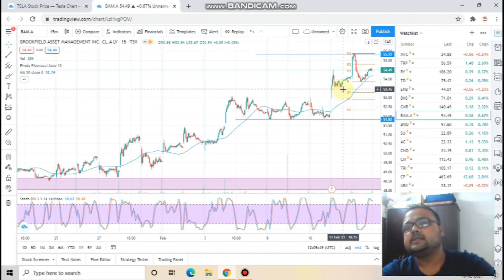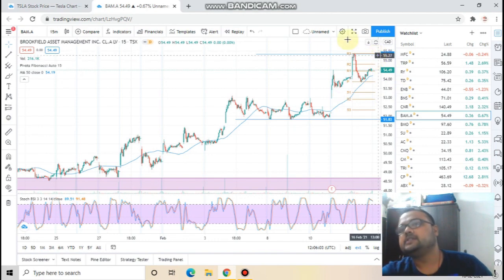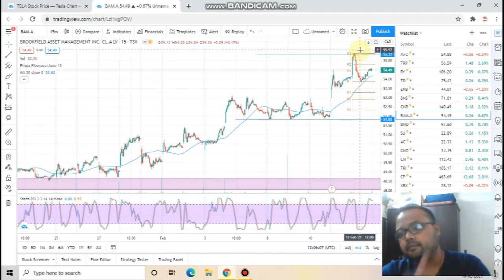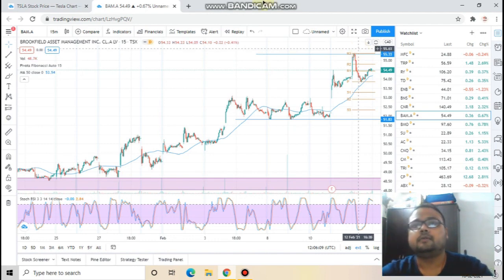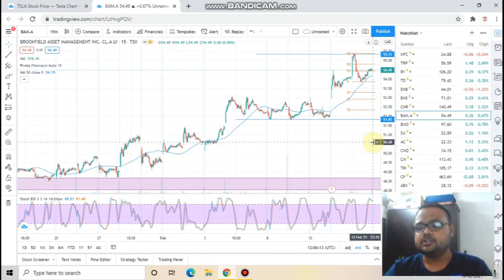So in that case, you just need to observe if after hitting the 53.5 level, it shows some rejection or some reversal, it's a thumbs up. And again, if it reaches the 55.3 level and shows some rejection from above, definitely it's a short. Okay, let's jump to the next stock.